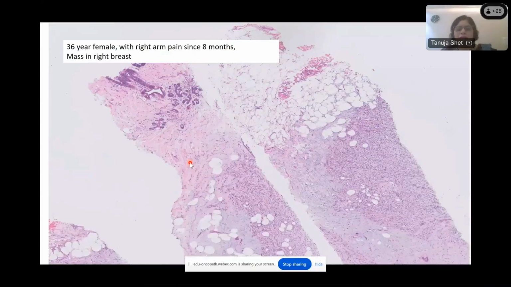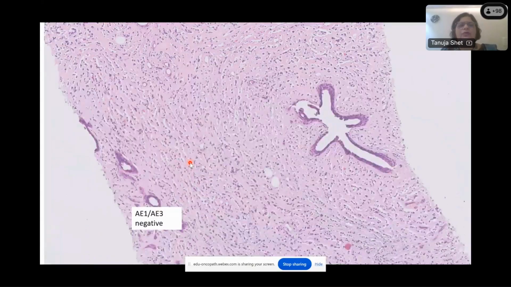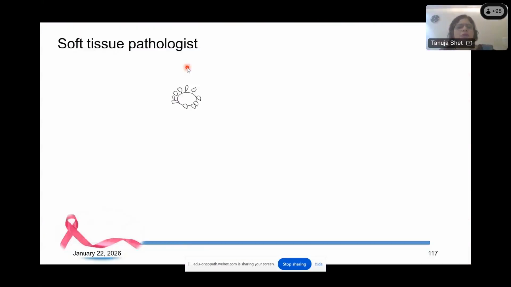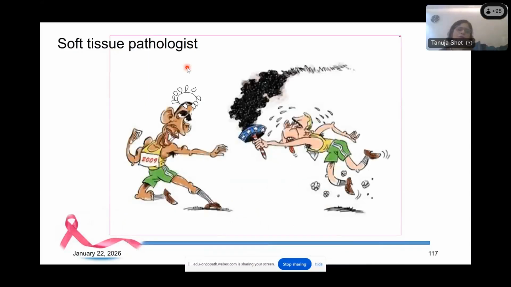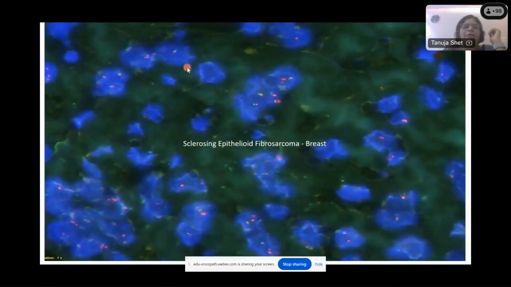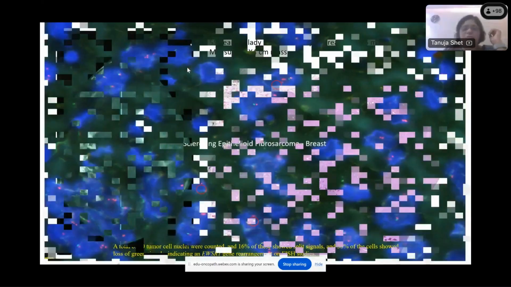One last case, 36-year-old woman with a breast mass. When we look at the higher power, what you see is very weird, like you see very good dense collagen, and you start seeing these clear looking cells. Just to show you this. So very extremely sclerosing tumor, nothing like what any breast tumor looks like. So what you do is you pass it on to your soft tissue colleague because you've done all the work. So you send it over to them and they do this marker, which is beta-catenin. And this is actually a sclerosing epithelioid fibrosarcoma of breast. And this is the EWSR1 mutation.